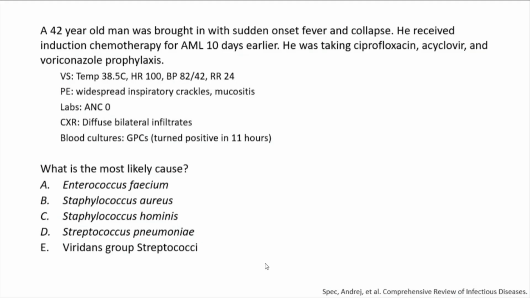Respiratory rate 24, so septic. Widespread respiratory crackles, mucositis. ANC 0, neutropenic fever, diffuse bilateral infiltrates, blood cultures, GPCs turned positive in 11 hours. What is the most likely cause? Enterococcus faecium, Staph aureus, Staph hominis, strep pneumo, Viridans strep.